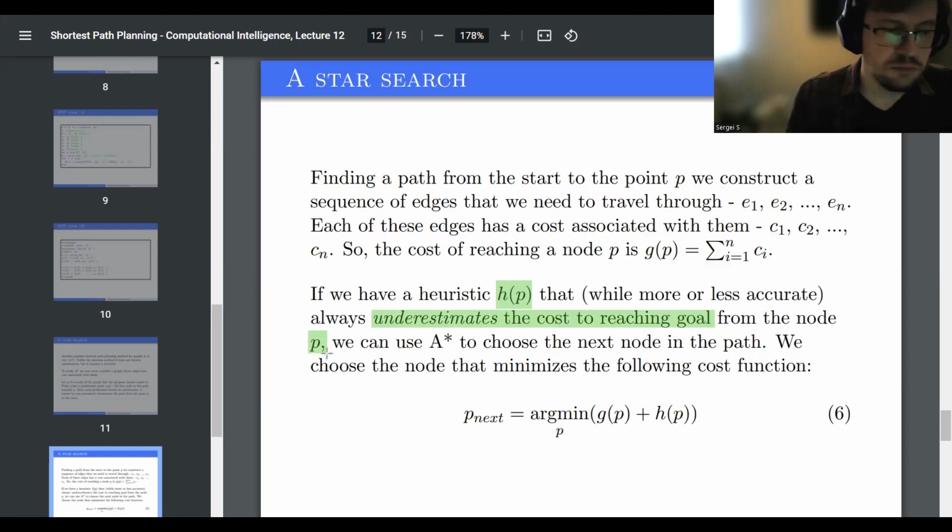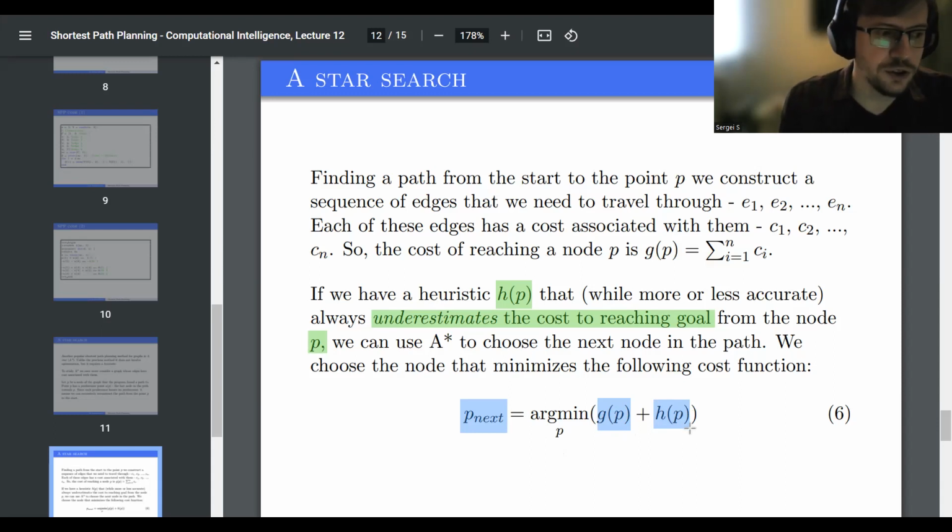Now, if we have this, now we can do A star. So A star is just surprisingly easy in this case. We say that the next point P that we're going to consider is a P for which we can find the smallest possible cost and smallest possible heuristic. We only consider the points which we can reach with one step.